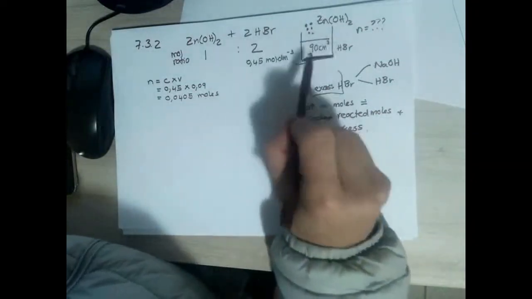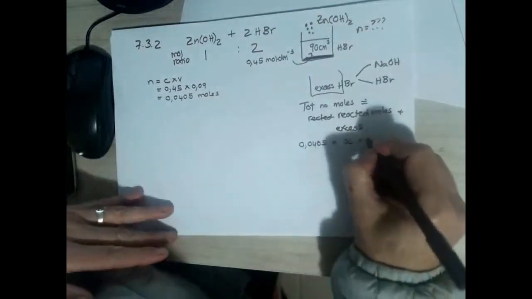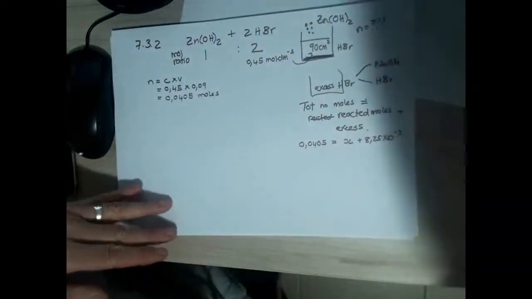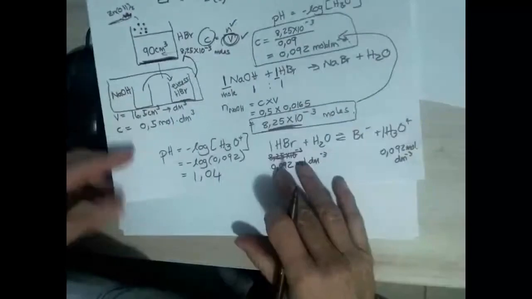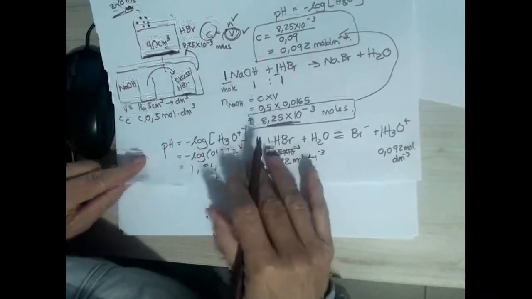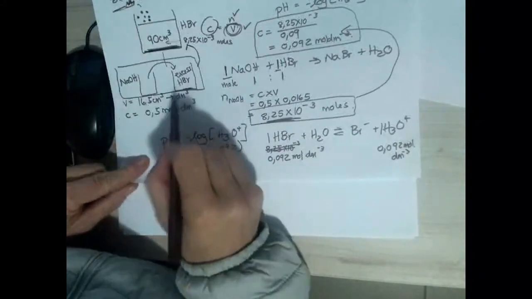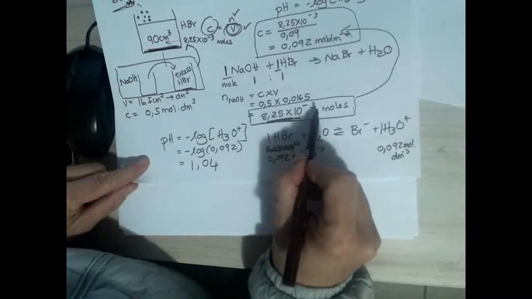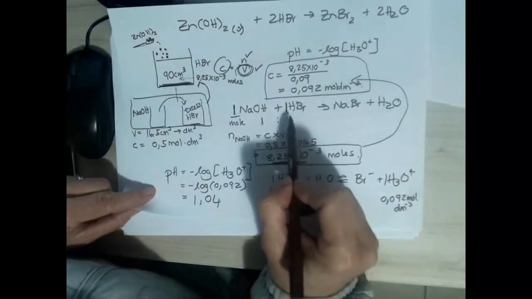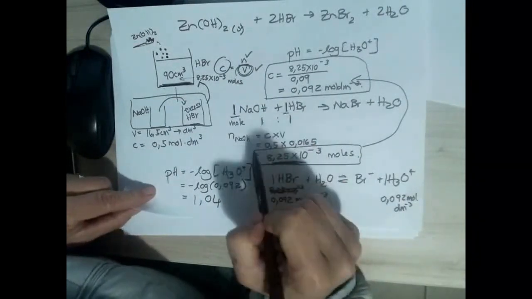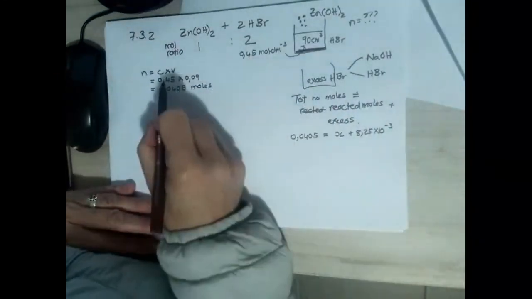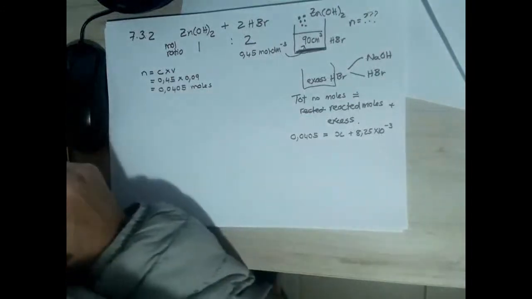But I know that at the end of that reaction, I was left with 8.25 times 10 to the negative 3 moles. Okay, if I go back to this thing over here, I had worked out that the number of moles of sodium hydroxide needed to neutralize my excess HBr was 8.25 times 10 to the negative 3. And because they react in the ratio 1:1, I must have had 8.25 times 10 to the negative 3 moles in excess. Okay.